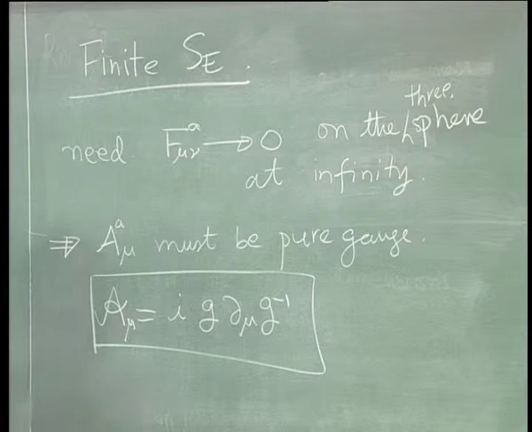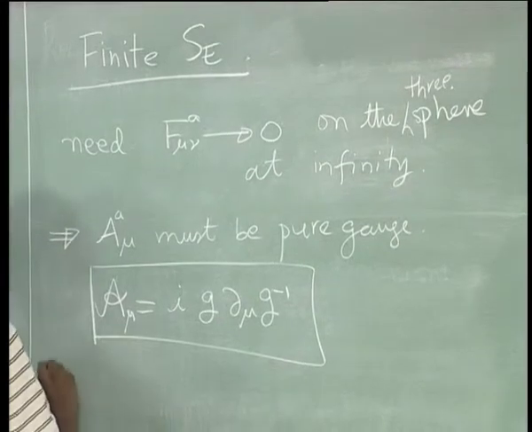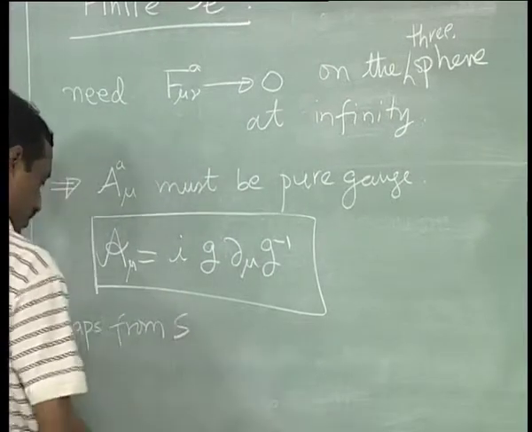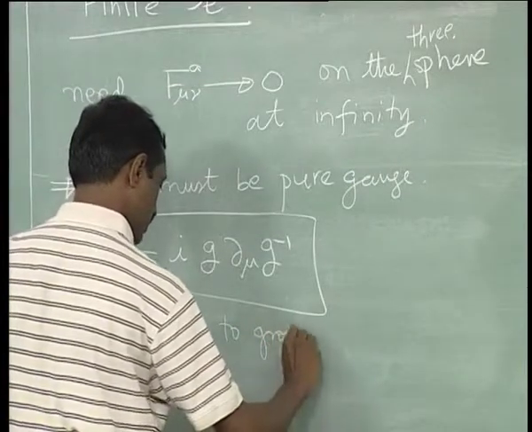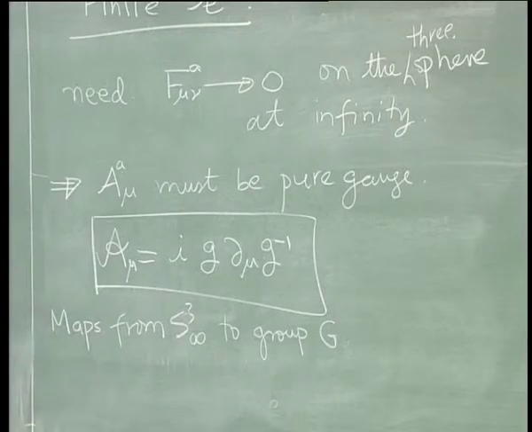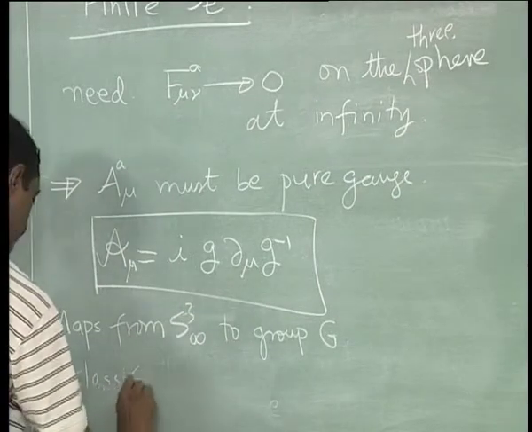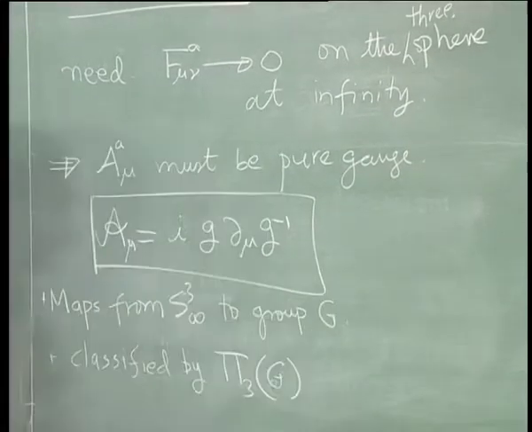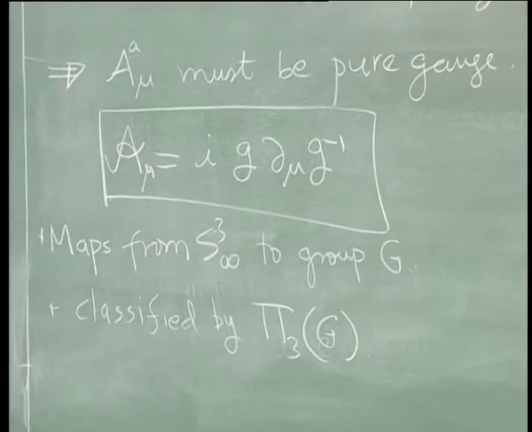So in other words, for configurations, we have to study maps from spatial S3, let us call it S3 at infinity, to the group G, because this is a group element. This is classified by pi 3 of the group G. So somebody has to compute this, or we have to see what this looks like.